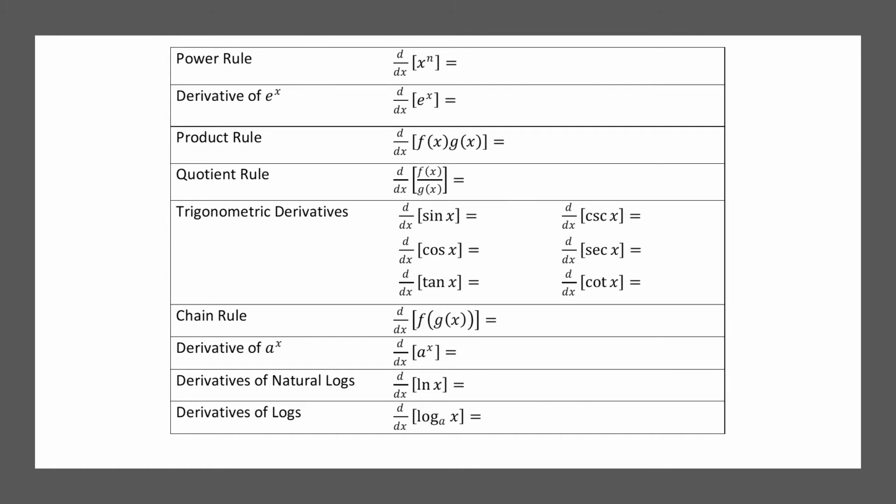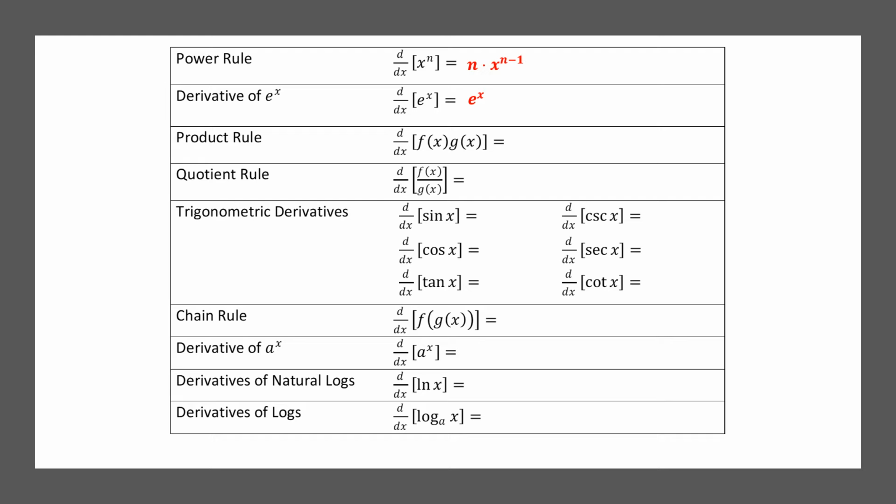Alright, so our first rule that you should remember from derivatives is the power rule. So if you remember with your power rule, you take your exponent, drop it to the front, and then subtract 1 from your new exponent. So if we were looking at the derivative of x to the n, it would be n times x to the n minus 1. The derivative of e to the x, if you remember, is just e to the x.